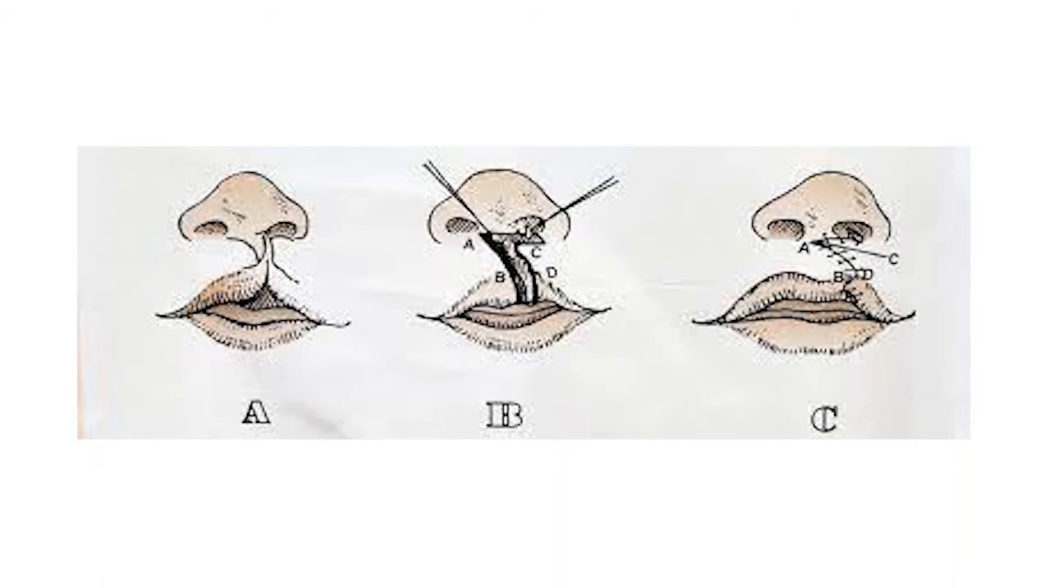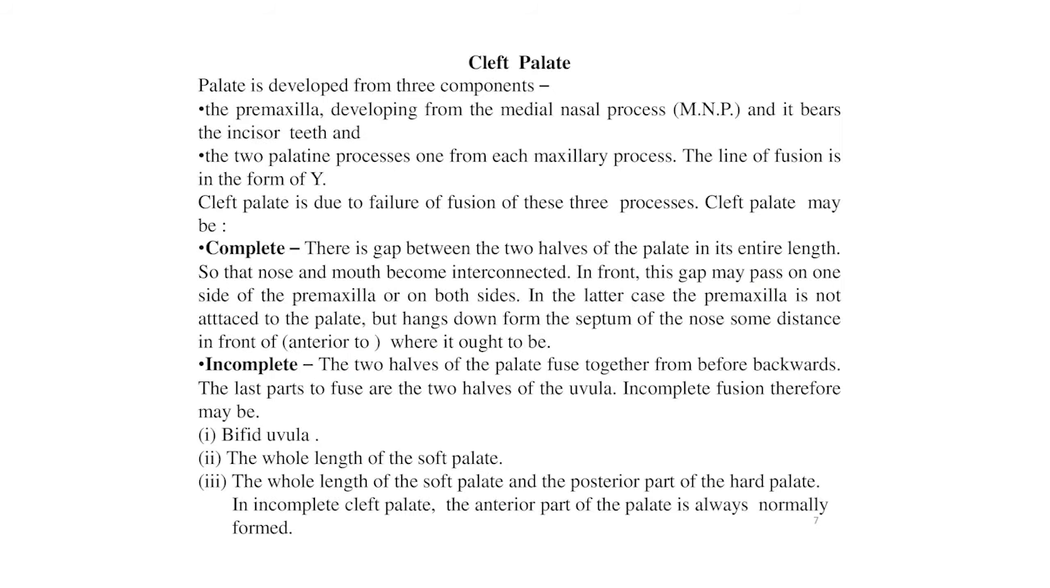Here is a picture showing the steps of the Millard rotation advancement repair, a comparatively easier technique. Now the cleft palate. Palate is developed from 3 components: the premaxilla developing from the medial nasal process, that is the MNP, and it bears the incisor teeth, and two palatine processes, one from each maxillary process. The line of fusion is in the form of Y. Cleft palate is due to the failure of fusion of these three processes.